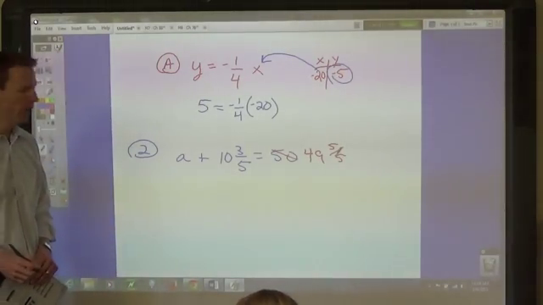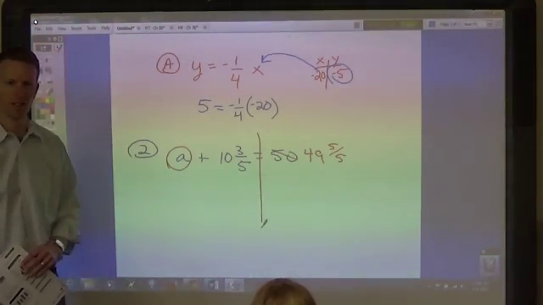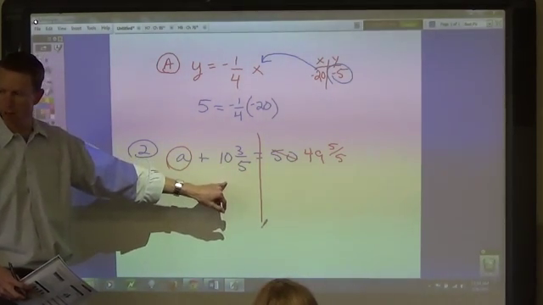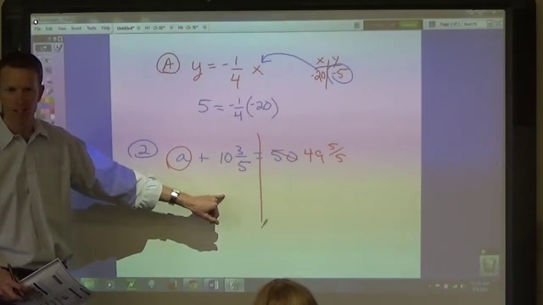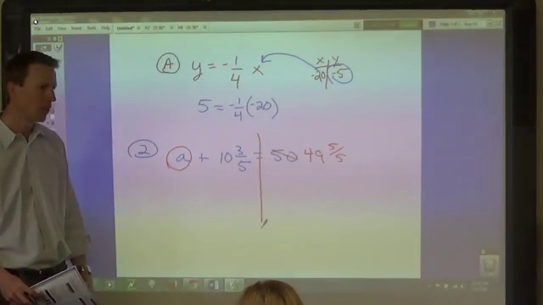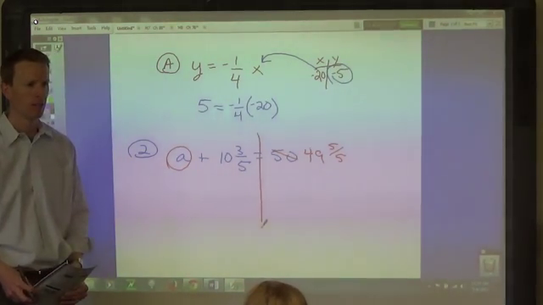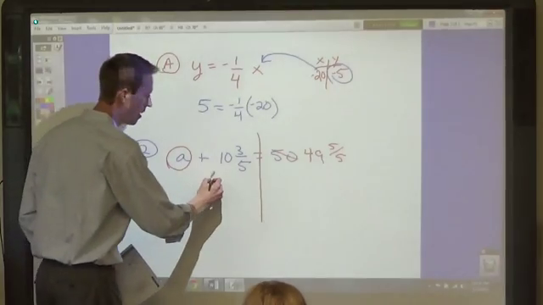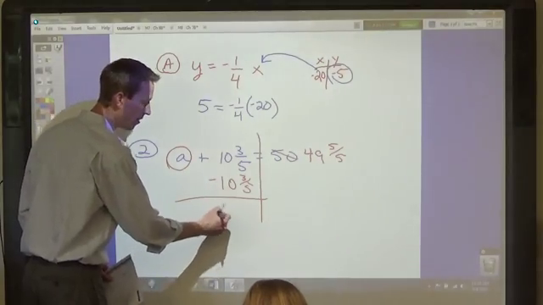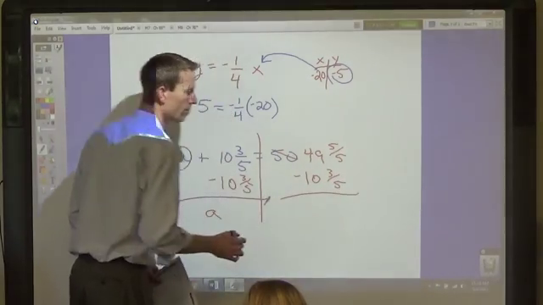Then we have to get the A by itself on this side. How would we get the A by itself if it has 10 3/5 on this side with it? Minus it. Asa? Well, how would we remove 10 3/5 from this side? We subtract 10 3/5. And if we take 10 3/5 off the left side, then we have to do the same thing to the right side. Okay?